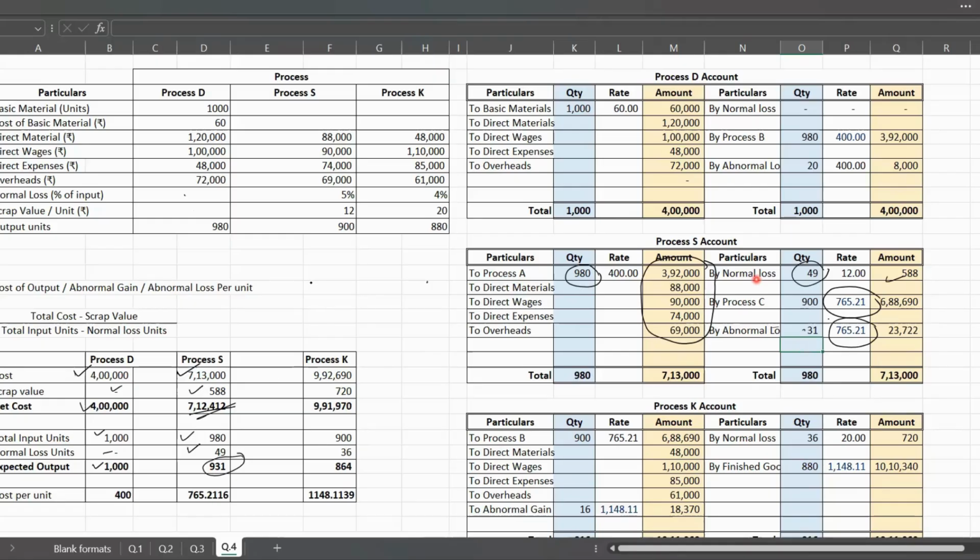And in order to calculate CPU, 7,12,412 divided by 931. So this numerator is 7,12,412 and denominator is 931. Our answer is 765.21. And once we write this answer 765.21, you just multiply 900 into 765, you will get this amount, and abnormal loss quantity into CPU, you will get 23,722.